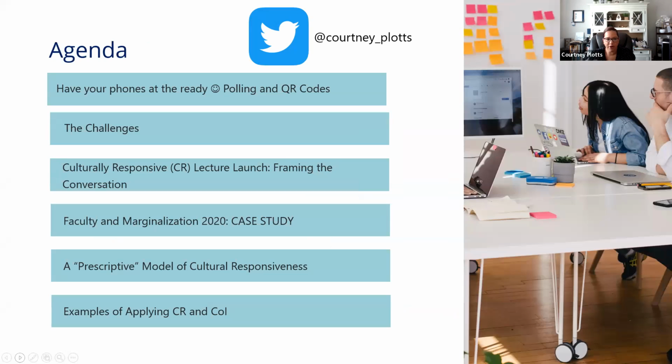So this is our agenda. We're going to do some polling. Everything else should work because I used everything else before I started, which I always do. We're going to talk about the challenges. We're going to talk about, especially in online spaces, why maybe some of the practices that you've heard about or become familiar with don't necessarily work the way that they should. And then we're going to talk about what's called a prescriptive model of cultural responsiveness and why we need it.